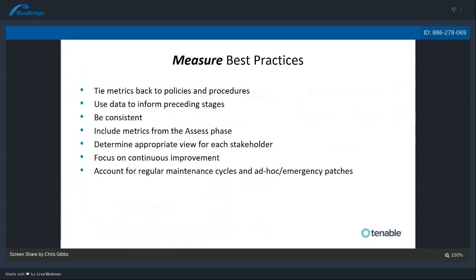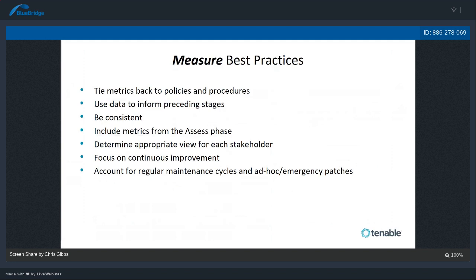Some best practices around measuring. Where possible, tie the metrics back to policies and procedures internally. Do you have a certain SLA around how quickly critical patches are dealt with? Use that information. Use the data at this stage to help you learn and improve the earlier stages where possible.